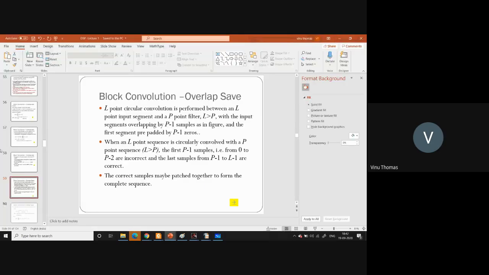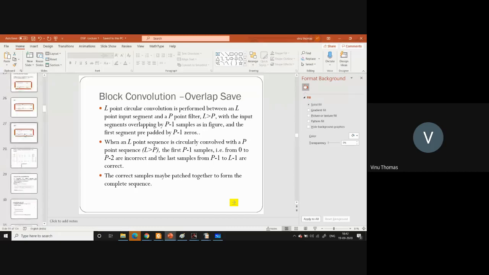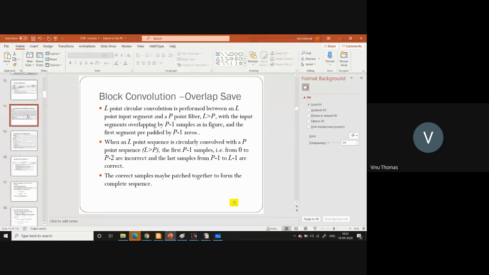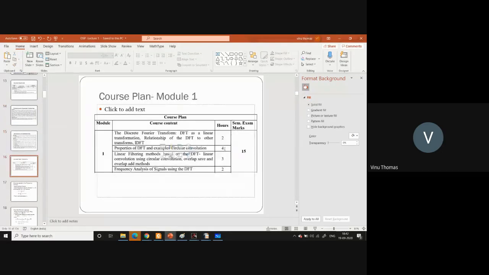Okay, so I will now go back to the module 1 content. There is a certain section that we will be discussing only later. So this is the content for module 1. We have completed our discussions on discrete Fourier transform, DFT as a linear transformation. Relationship of the DFT to the other transforms has to be discussed. I have not discussed this now. I will discuss this after discussing the fast methods to compute the DFT.